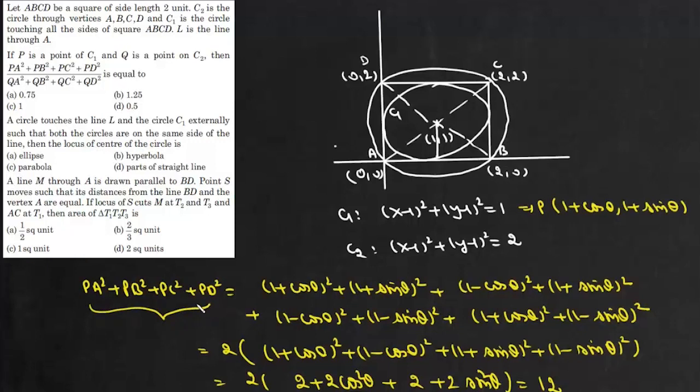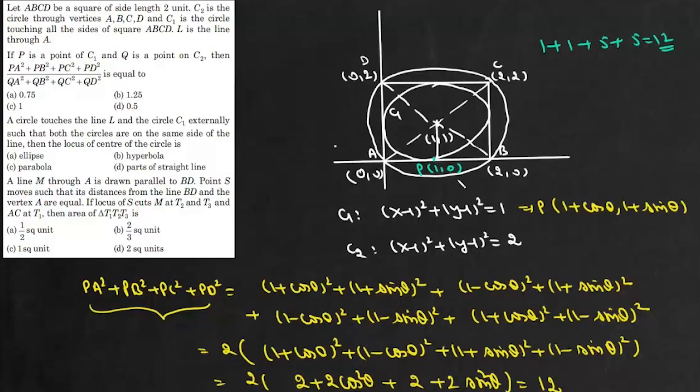And because it is an objective question, the simplest way to do it is, we know that this value should come out independent of theta. So it's better to put any known point. We can take this point, and this point is (1, 0). So if we take this P as (1, 0), then this sum of squares will again come out to be 12. Now PA square is 1, PB square is 1, and PC square is 5, and PD square is 5. So again, this value comes out to be 12.